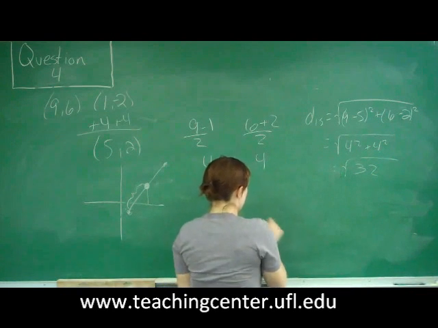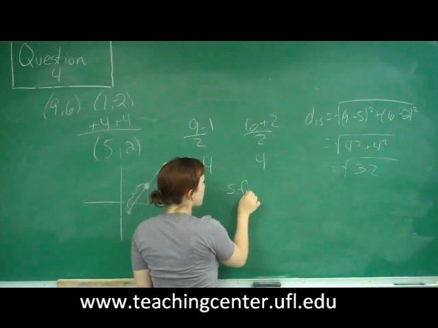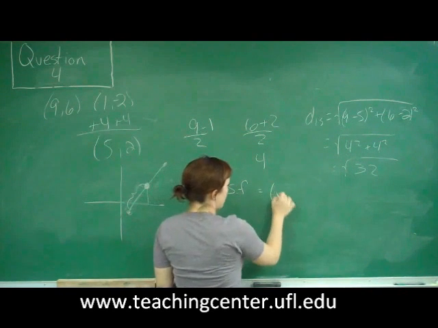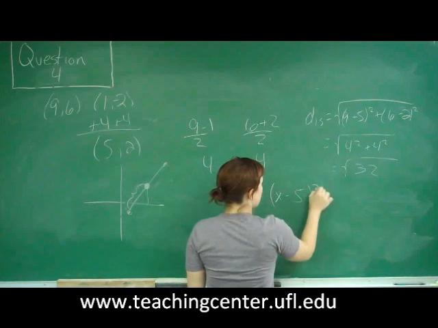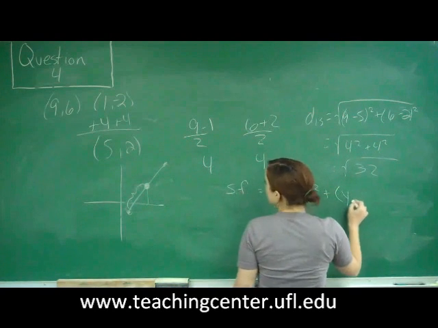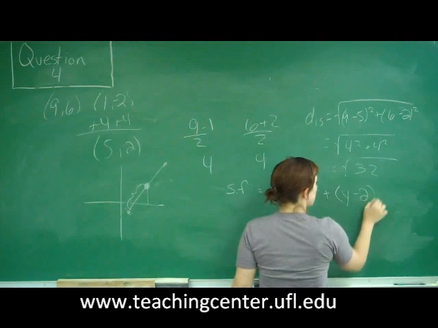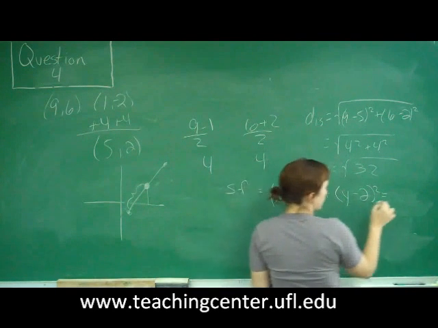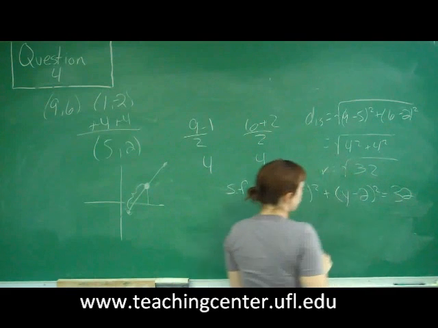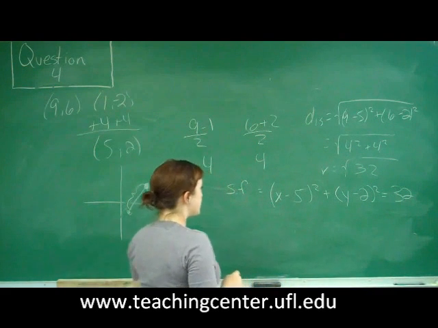So in our standard form of our equation, we have x minus h, which is 5, squared, plus y minus k, which is 2, squared, is equal to, remember that's our r squared, so it's equal to 32. So that's in standard form.